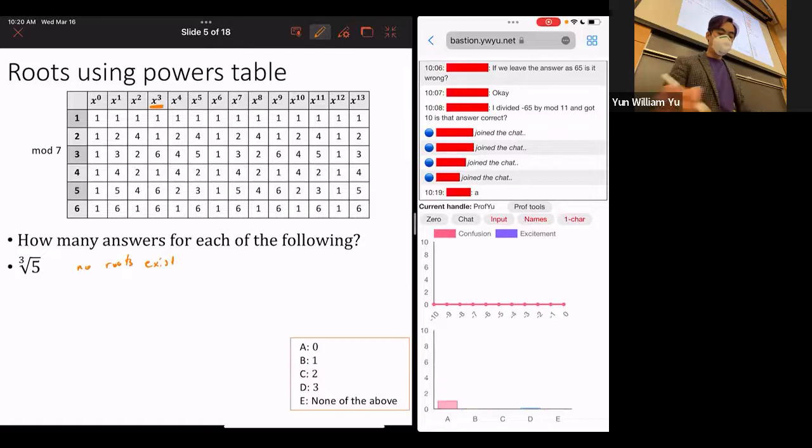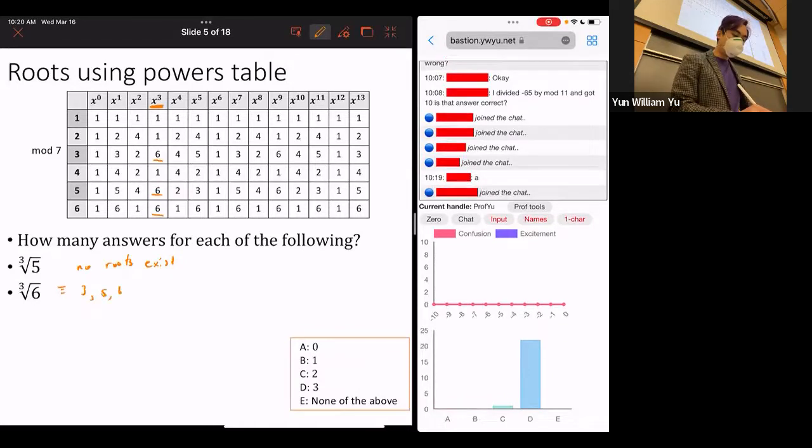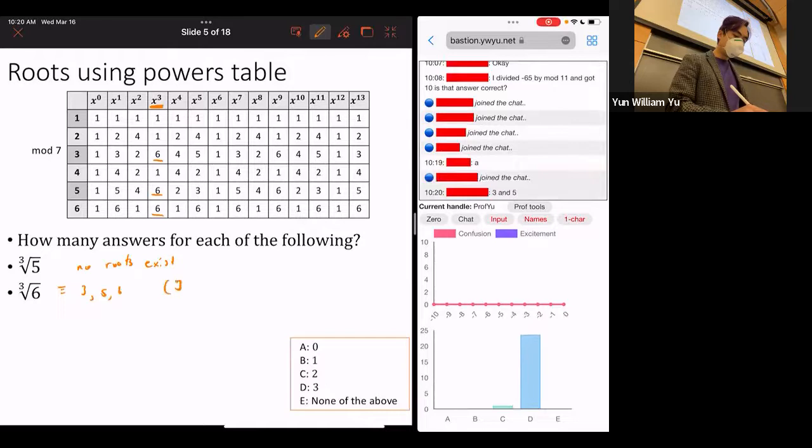Okay, let's try the next one. What about the cube root of 6? Yeah, so you just look in the cube column and you're like, oh, well, I have 3 different examples of 6 appearing there. So this is actually either 3, 5, or 6. So 3 roots.